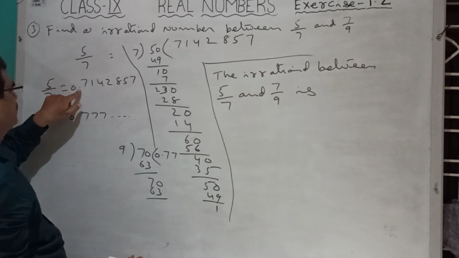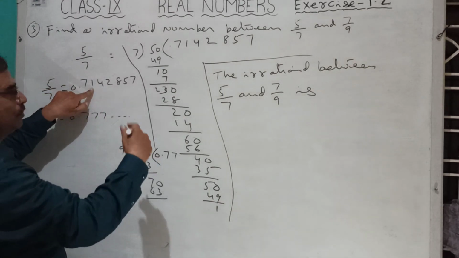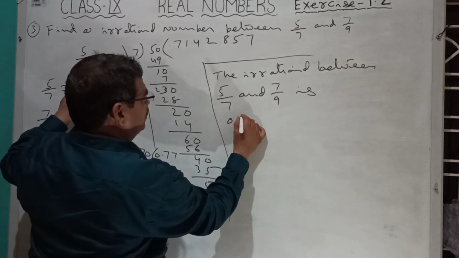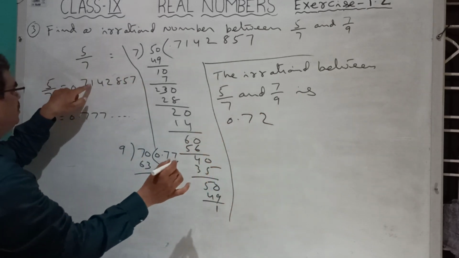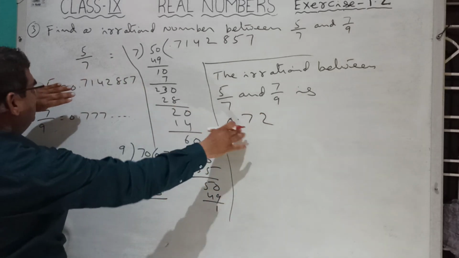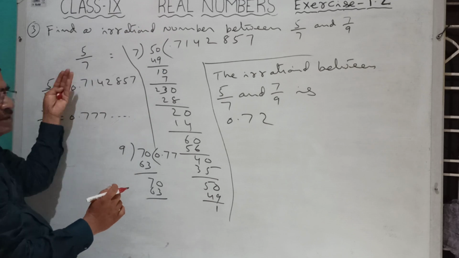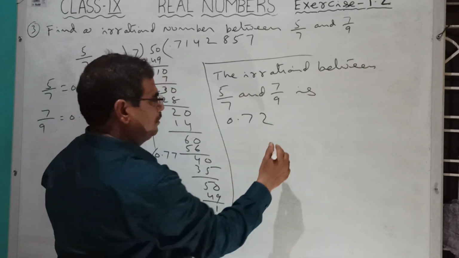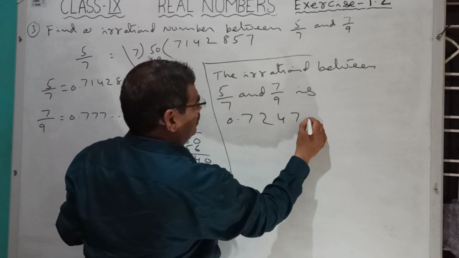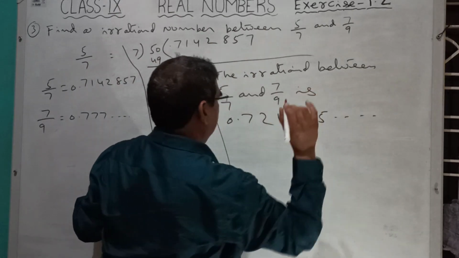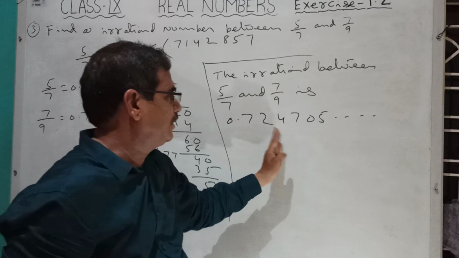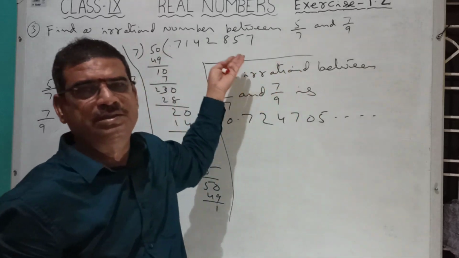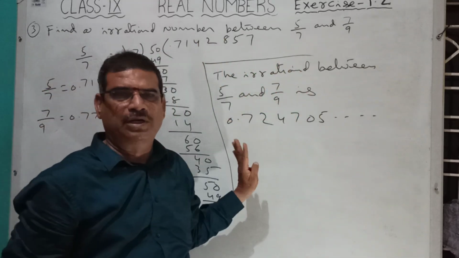So 0.71, you can write 0.72. So 72 means this number is greater than this number and less than this number. You can write anything but non-repeating. 4, 7, 0, 5, so on. This is non-terminating, non-repeating. That means this is irrational number. So we can do like this.